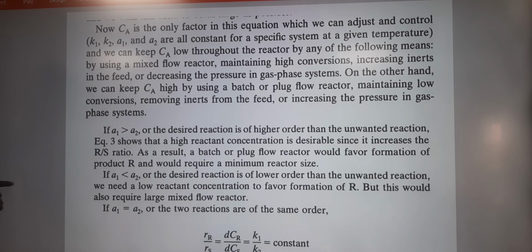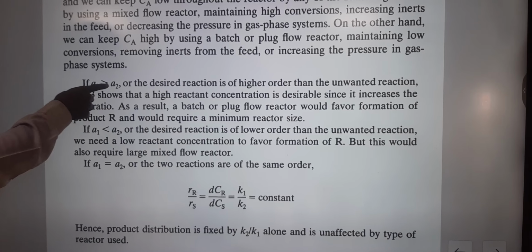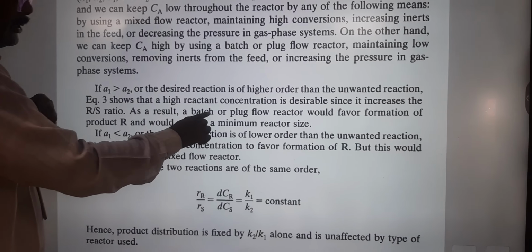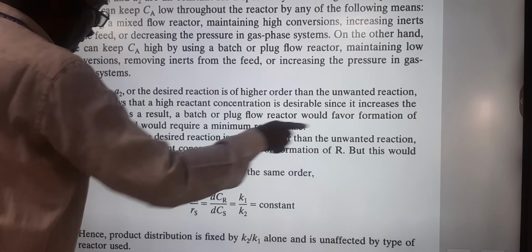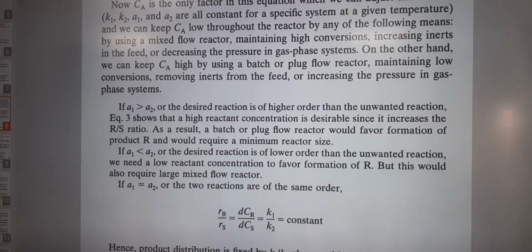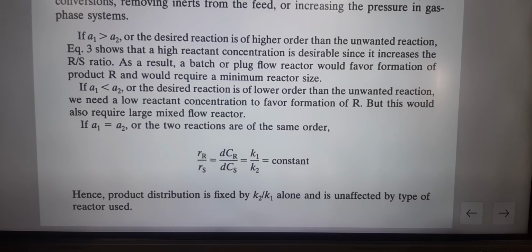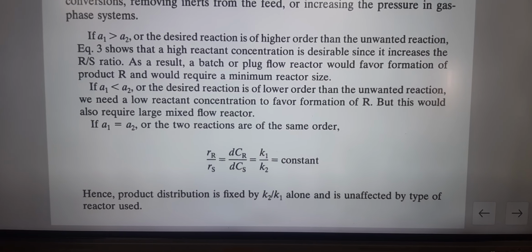Suppose the a1 value is less than a2, as I told you; now if a1 is greater than a2, a batch reactor or plug flow reactor would favor formation of product R, because in both the reactors the concentration of reactant A will be maintained at the highest level. That will facilitate the formation of more amount of R.